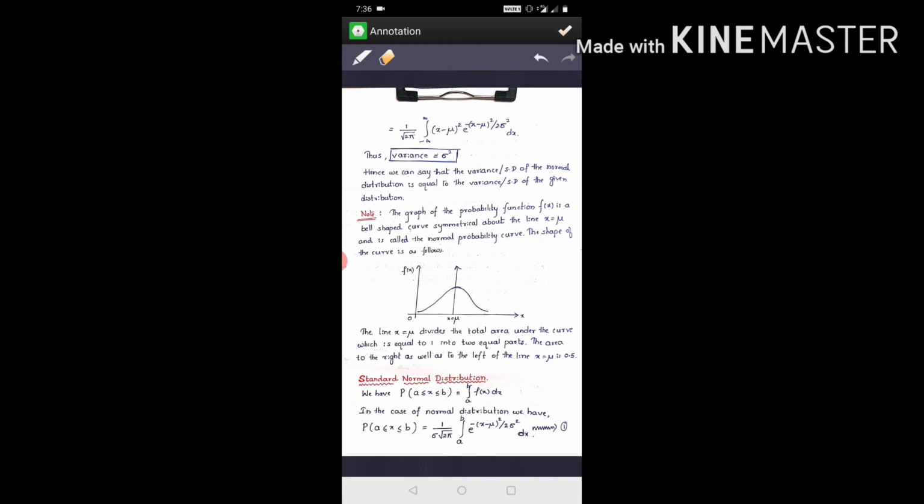So next comes the standard normal distribution. What does standard normal distribution mean? Before, in the normal distribution, we discussed that x and mu lie between minus infinity and plus infinity. Here for the standard normal distribution, x lies in the interval a to b. So the probability of x lying between a and b is the integral from a to b of f of x dx. In the case of normal distribution, the probability of x is given by 1 by sigma square root of 2 pi, integral from a to b of e raised to minus (x minus mu) whole square by 2 sigma square dx.